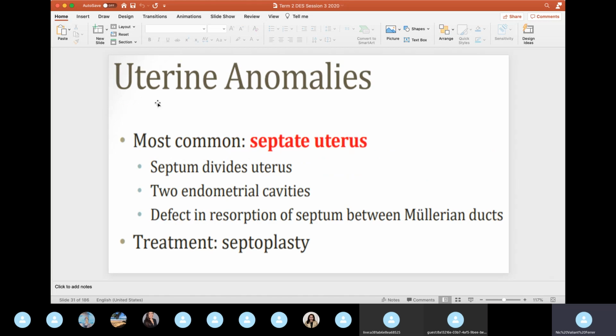Uterine anomalies. The most common, septate uterus. Think about septum, septate. So a septum that divides the uterus. What's the defect here? Resorption of septum between the Mullerian ducts. Okay. Septate uterus. What's the embryological defect? High yield. Defect in resorption of septum between the Mullerian ducts.